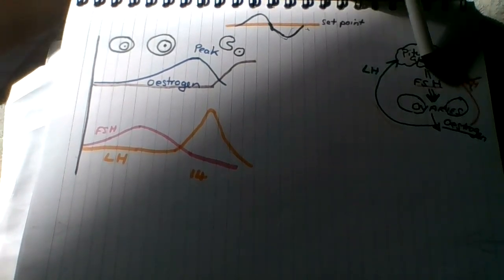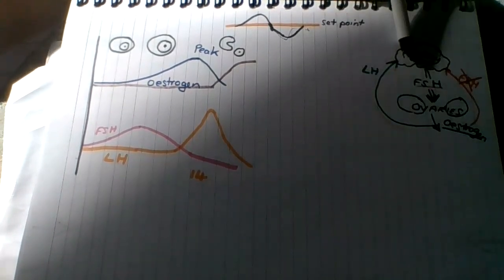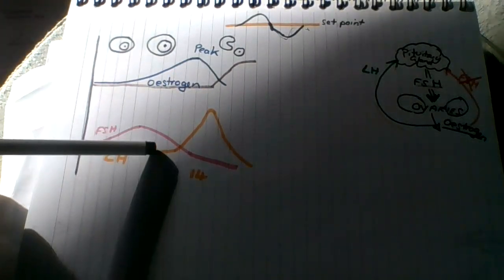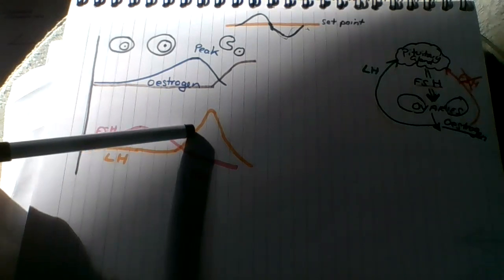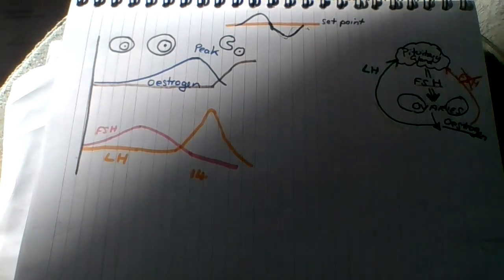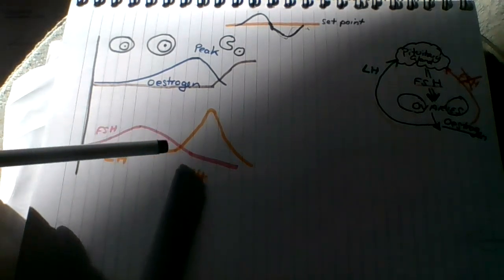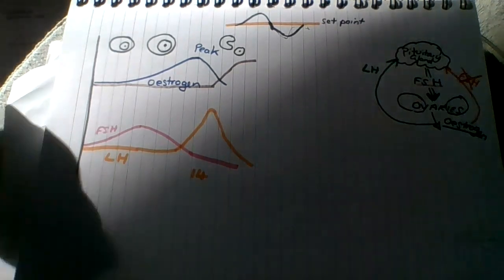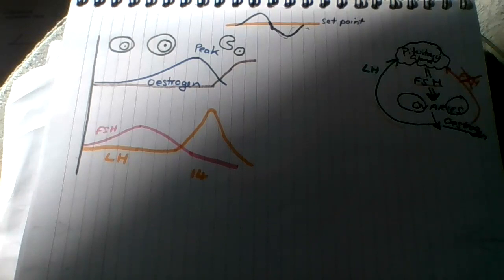It's also a fantastic example of positive feedback. And you can see here that when estrogen reaches its peak, it causes further and further and further release of luteinizing hormone. So you can see it's deviating further and further away from the set point. So that's positive feedback. So it's a really good example to use.